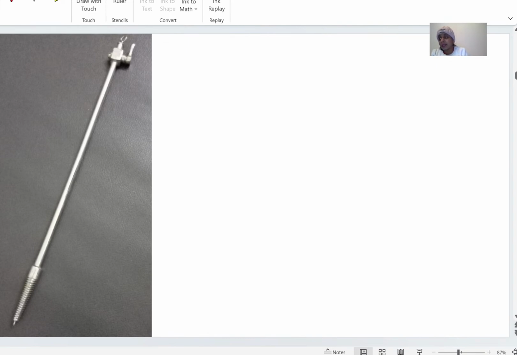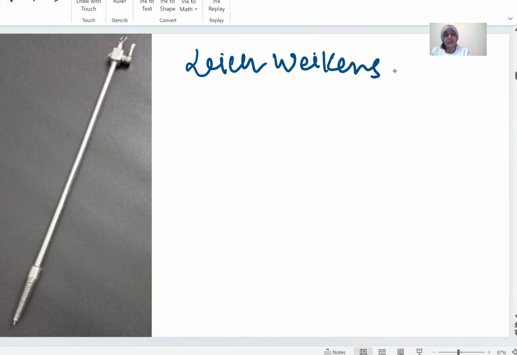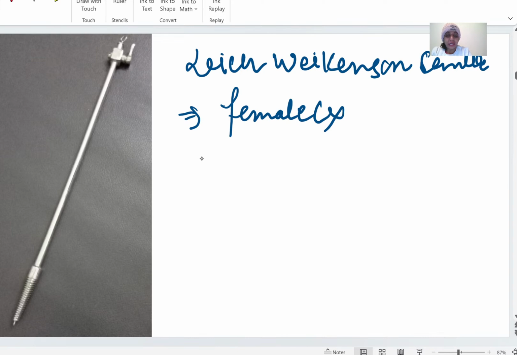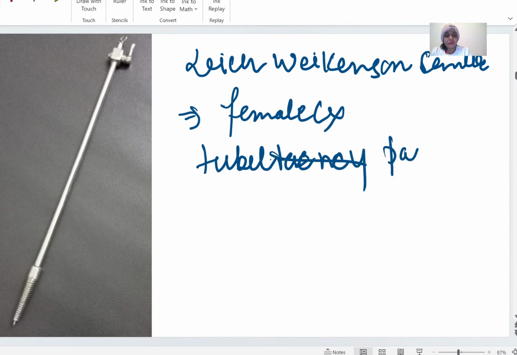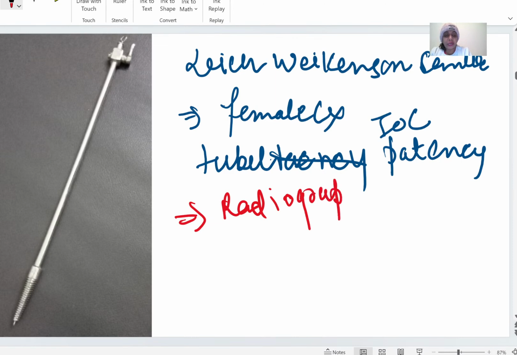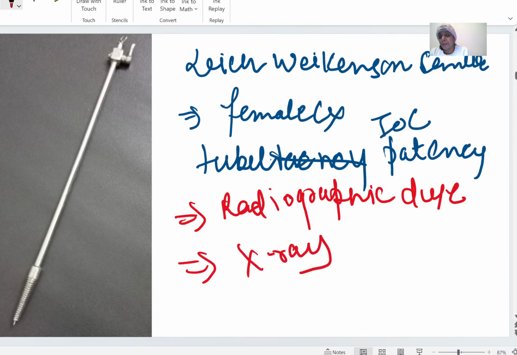Very good. What is this cannula? Leech-Wilkinson cannula. What is it used for? This screw end is put into the cervix, and it is used in HSG for tubal patency. HSG is the best test for tubal patency. Investigation of choice for tubal patency is HSG. Okay. What do we put through the other end? We put the radiographic dye. Don't ever say methylene blue. Then we take X-rays. We don't see on laparoscopy.